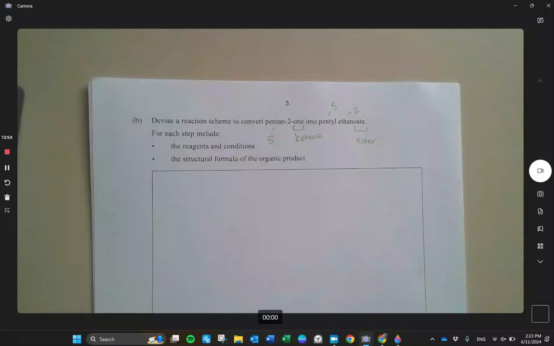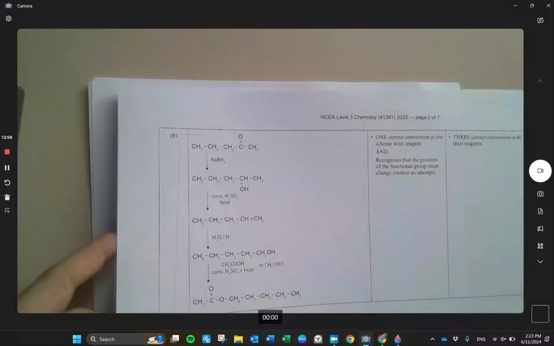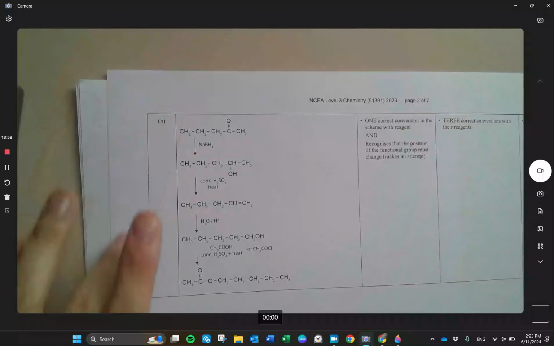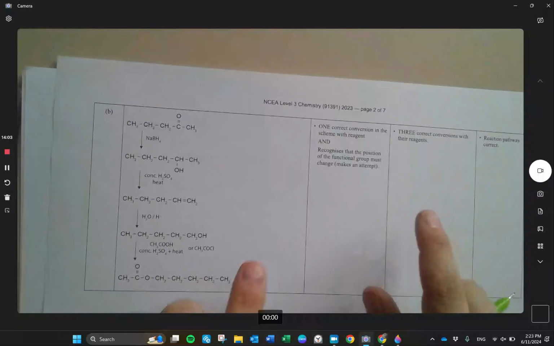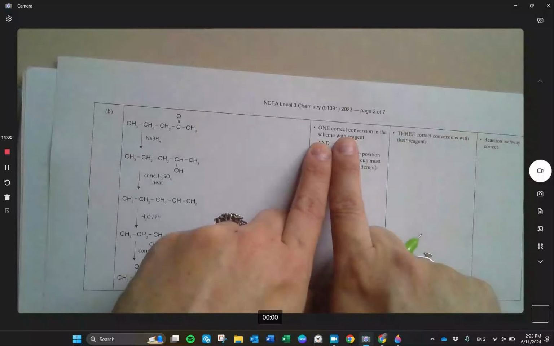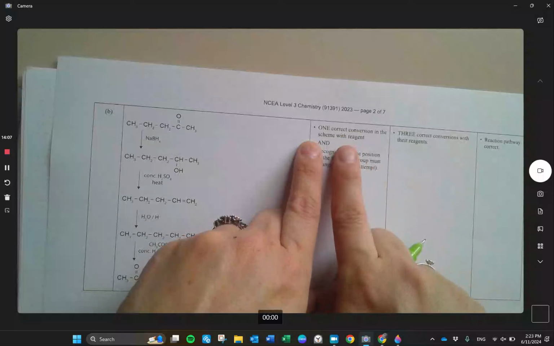When we're looking at this marking schedule, this is obviously the full answer, and that's really intense because they're talking about all these steps, and you have to understand each one. But when we look at the achieved here, it just says 1 correct conversion in the scheme with reagent.